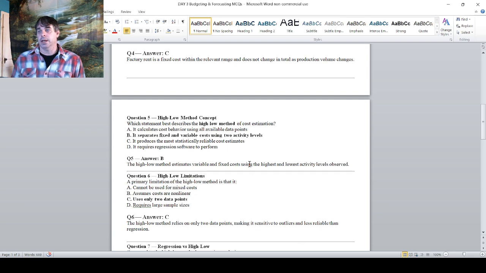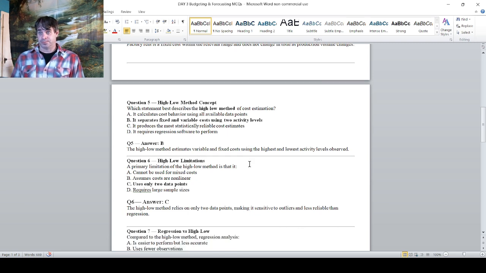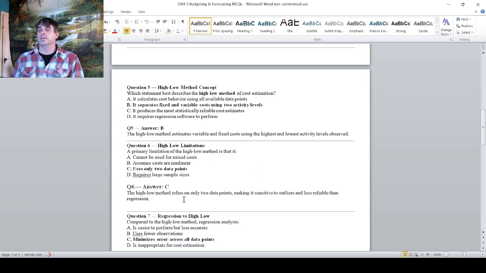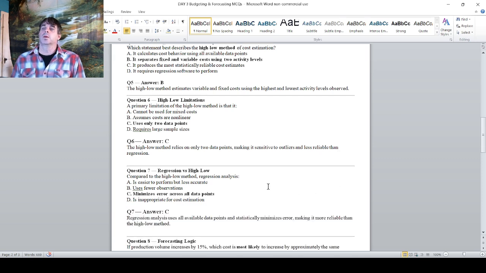Question 6, high and low limitations. A primary limitation of the high and low method is that it, C, uses only two data points. The high and low method relies on only two data points, making it sensitive to outliers and less reliable than regression.